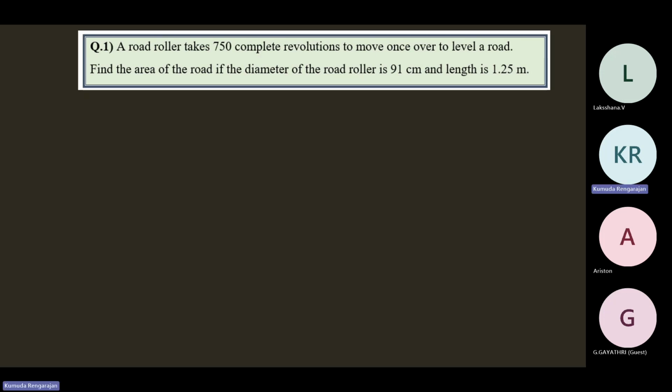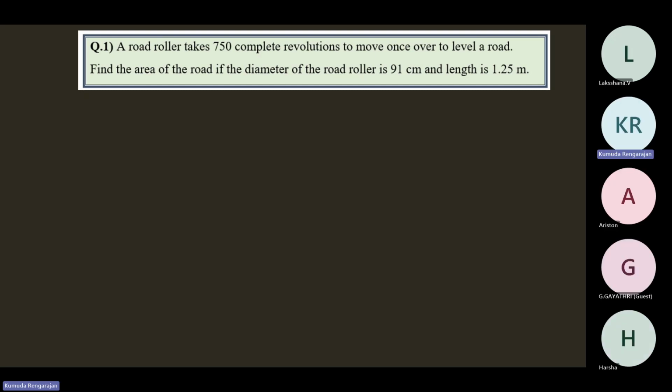Something is given about the road roller, which is cylindrical. How do you know it is cylindrical? Because it's given that the diameter of the roller is 91 centimeters. Diameter means there is something circular. Only when there is something circular, we'll have this diameter. When the object has nothing circular in it, then there is no radius or diameter. And length is given. Length is 1.25 meters. So the road roller is cylindrical.